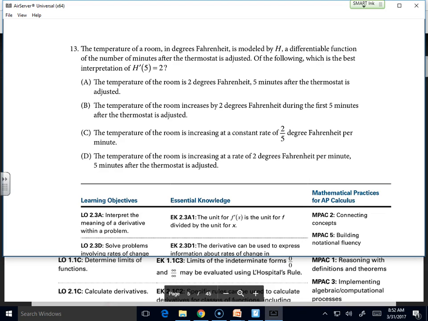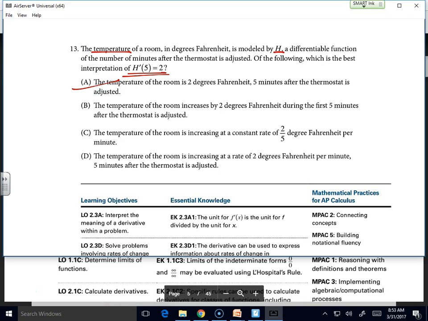H is temperature. H prime. What should H prime be measured in? Or what is H prime? A rate. Rate of change with respect to time. The rest of them say something like increases, increasing, increasing. Which one makes sense?